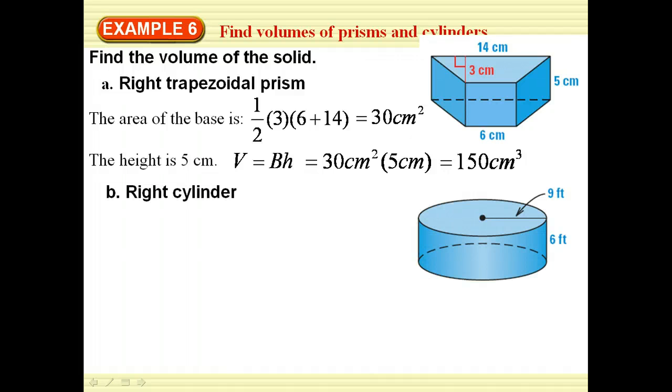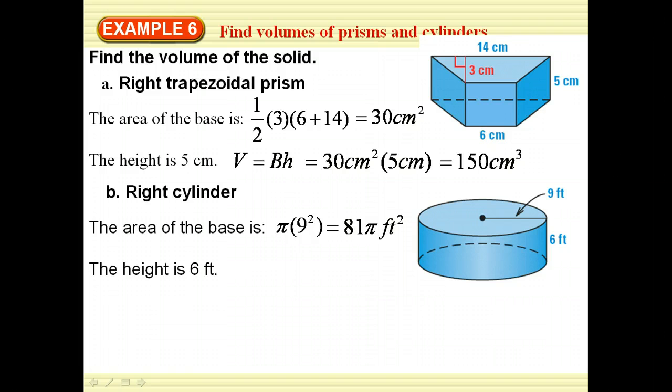For a right cylinder, I'm going to find the area of the base, which is pi r squared, which comes out to be 81 pi, and the height is 6. So I'm going to multiply my 81 pi square feet times 6 feet. That would be 486 pi cubic feet, or about 1,526.8 cubic feet.